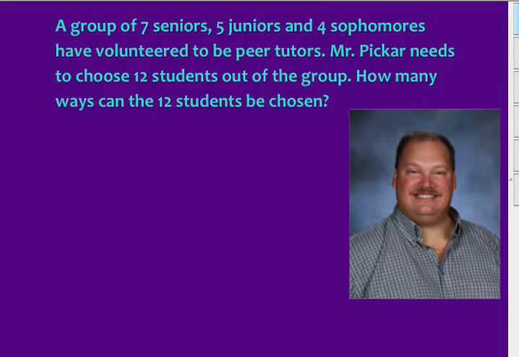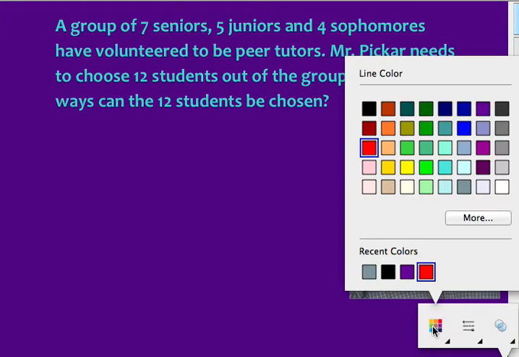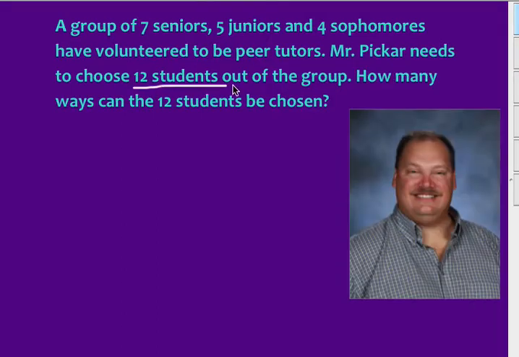So let's go ahead and take a look at this right here. It says a group of 7 seniors, 5 juniors, and 4 sophomores have volunteered to be peer tutors. Mr. Bakar needs to choose 12 students out of the group. How many different ways can he choose 12 students? Well, if you think about it, it doesn't matter what order he chooses 12 students. It just matters simply that he chooses 12 students.